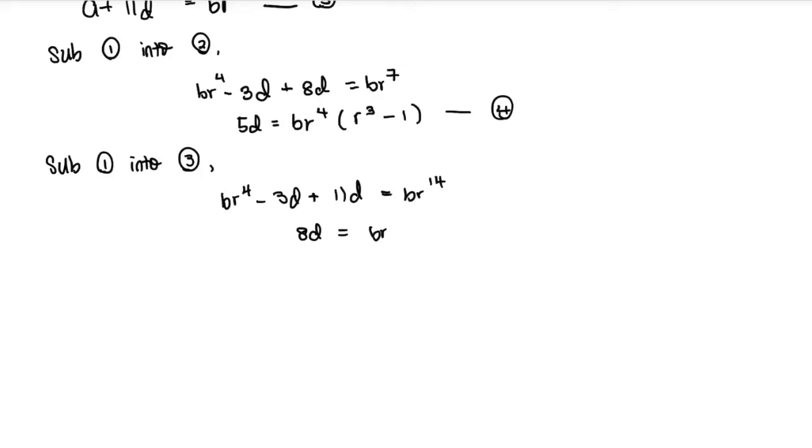And on the other hand, you can take out BR to the power of 4. You'll be left with R to the power of 10 minus 1. This will give you equation 5.